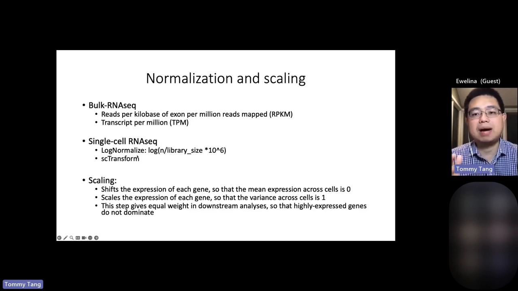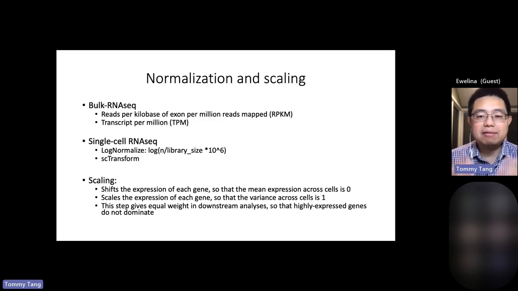For single cell UMI data, unique molecular identifier data, each count actually is a single transcript. So you can essentially divide it by the library size times a constant value and then add a pseudo count of one, then do a log transformation. And you can also have a more complicated method called SCTransform, which is implemented in Seurat. Because in the paper, they show that different groups of genes cannot be normalized by the same constant factor. So SCTransform uses regularized negative binomial regression to model the data and shows better performance.